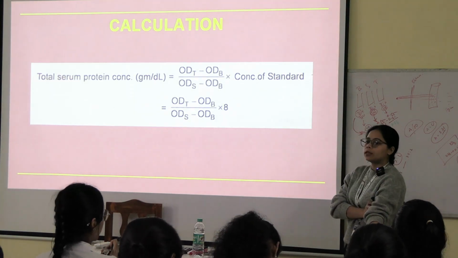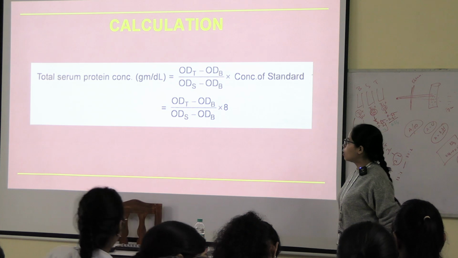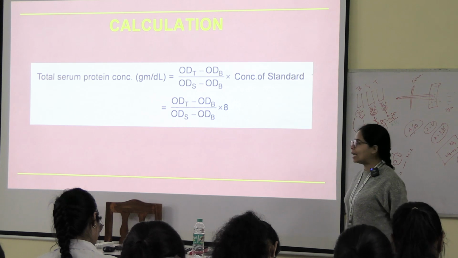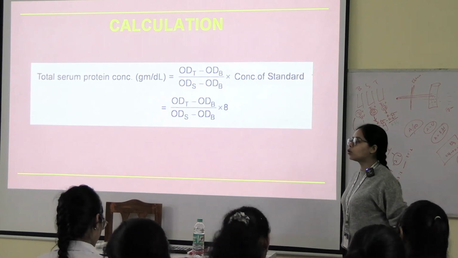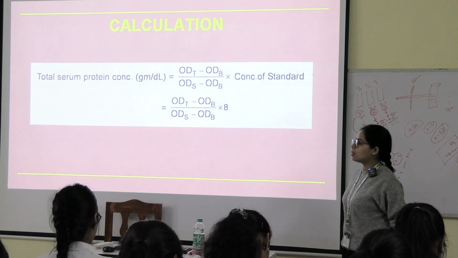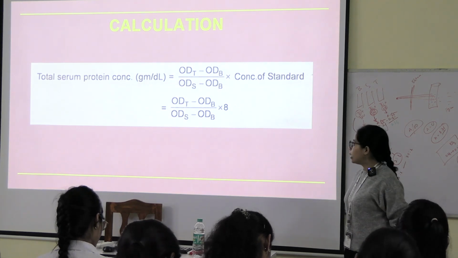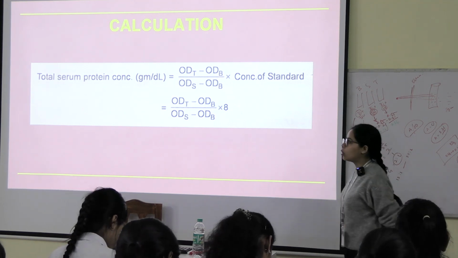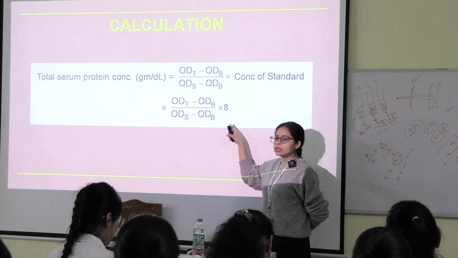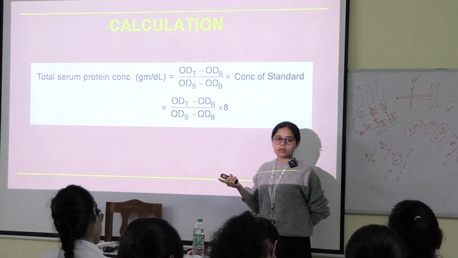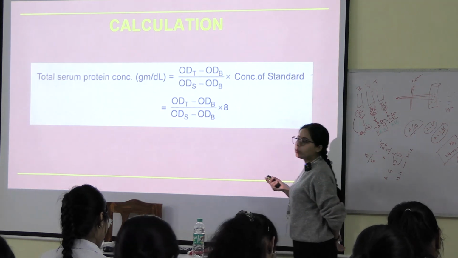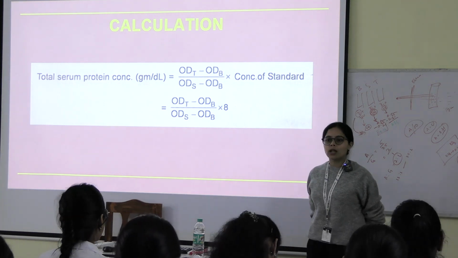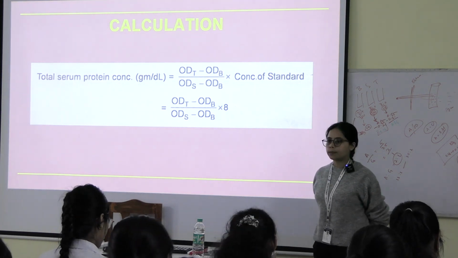So this is the calculation, this is the formula. Total serum protein concentration in gram per dl equals ODT, that is your OD test, minus ODB, that is your OD blank, by ODS, that is your OD standard, minus ODB, that is OD blank, into concentration of standard. Now the concentration of standard was 8. The formula is similar to your GOD-POD one, right? ODT minus ODB by ODS minus ODB into concentration. So over there you multiplied with 100, over here you will multiply with 8.